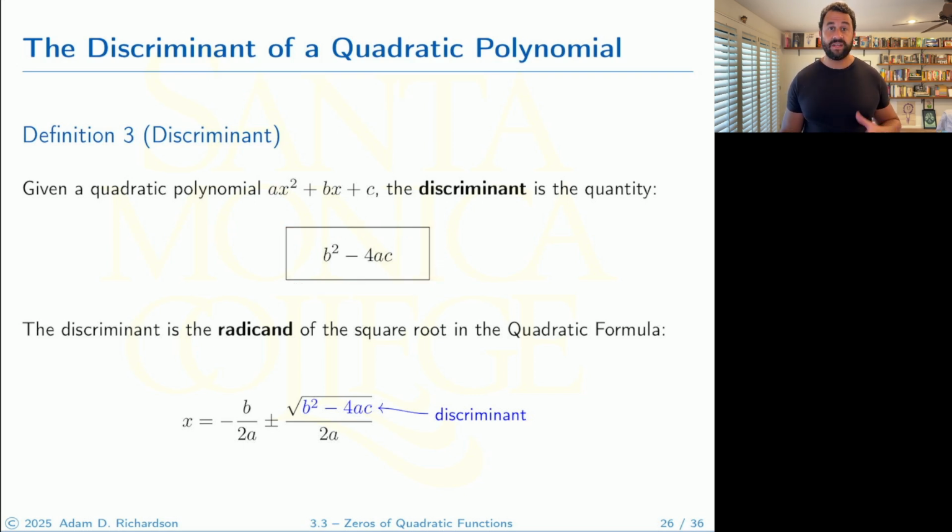And what is the discriminant? It's just the radicand of the square root in the quadratic formula. So here's the quadratic formula. The discriminant is just the stuff inside the radical right there. That's what it is. And this expression tells us everything we need to know about the quantity and type of zeros that we're going to get. That's why it's so nice.